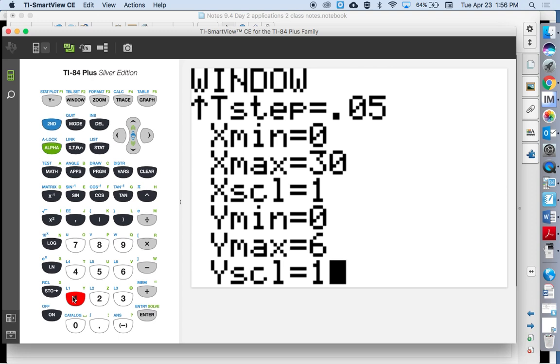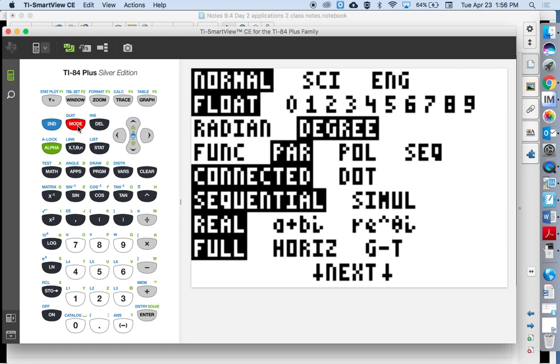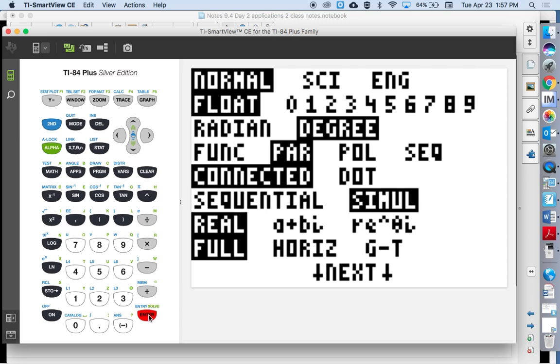Questions? Okay, so before you hit graph, you need to go to mode. We usually graph sequentially, one after the other, but next to it, we're going to graph simultaneously. Don't press graph yet, because I need to tell you what you're going to see, and I want you to kind of understand what you're going to see. I'm going to press graph, so that you can kind of look to see what's going on.